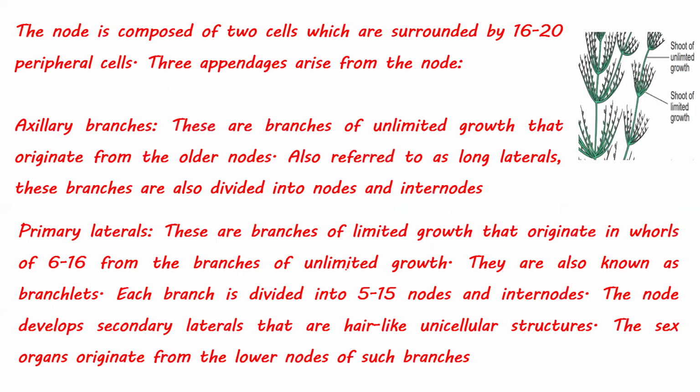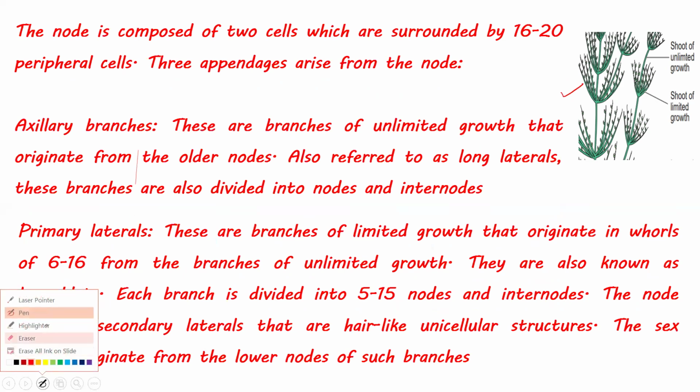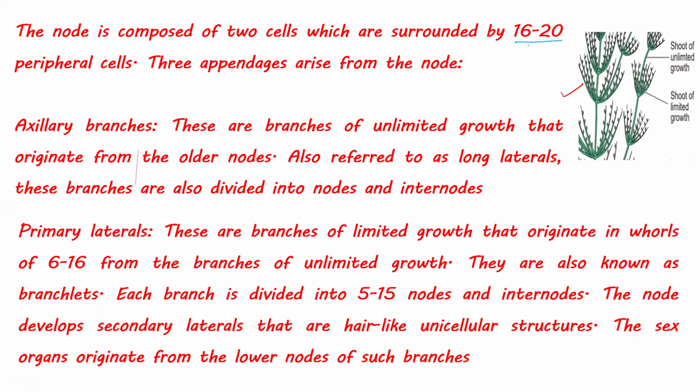All right. Now see, one part of it has been shown here in the picture. The node is composed of two types of cells which are surrounded by 16 to 20 peripheral cells. 3 appendages arise from the node. How many? 3 appendages are seen to have been arising from the nodes. We will see each one of them carefully.